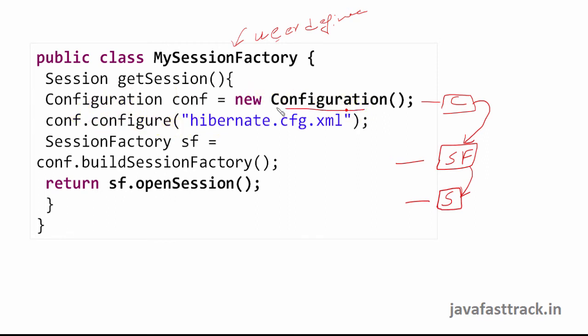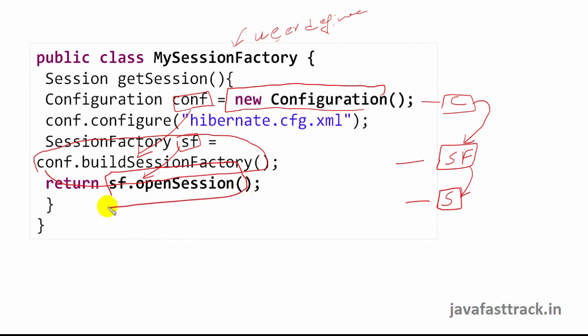Configuration is a class. We can create an object of the configuration class. Configuration object has a method called build session factory. Configuration.buildSessionFactory, we can get session factory object. Now from configuration object, we have obtained session factory object. Session factory has a method called open session, which will return session object. Now from session factory, we have obtained session object.